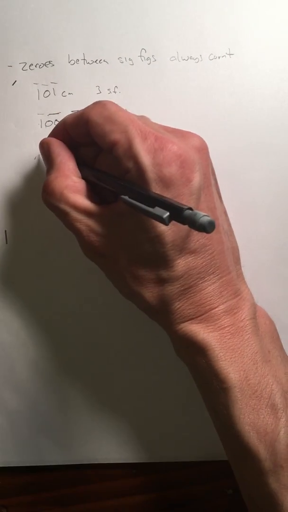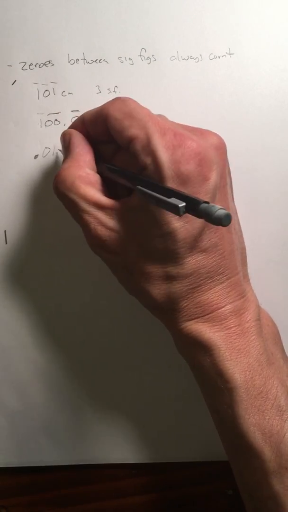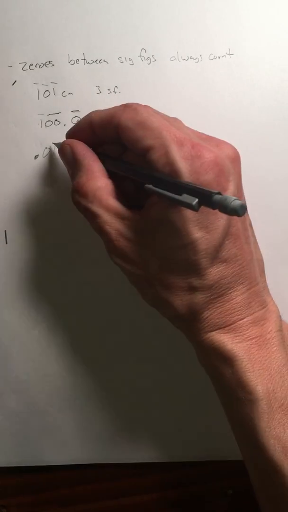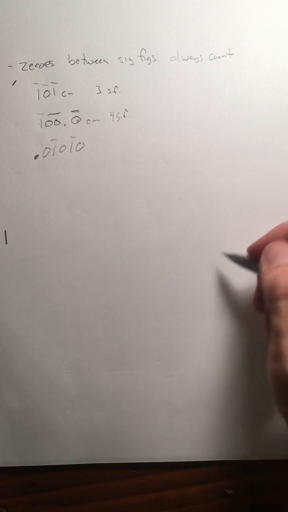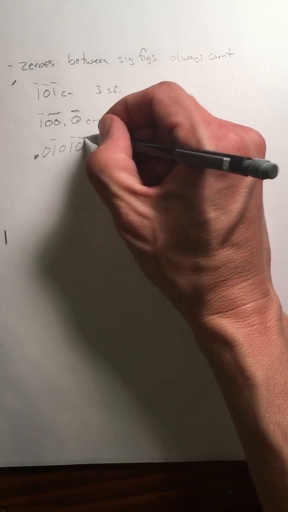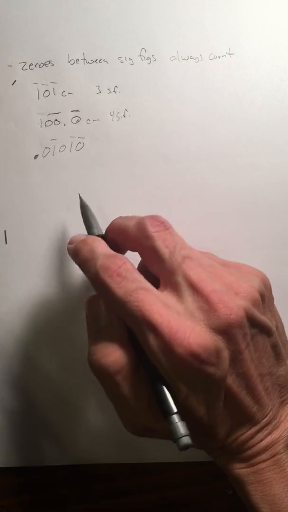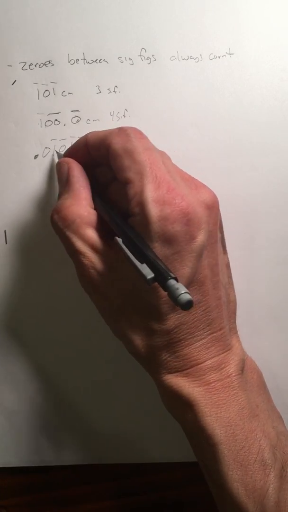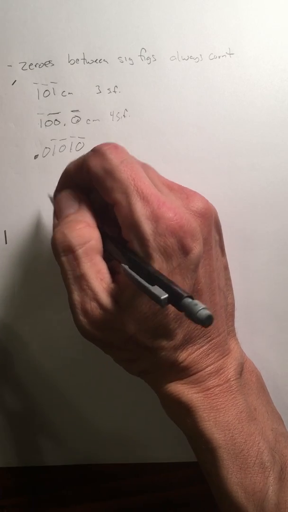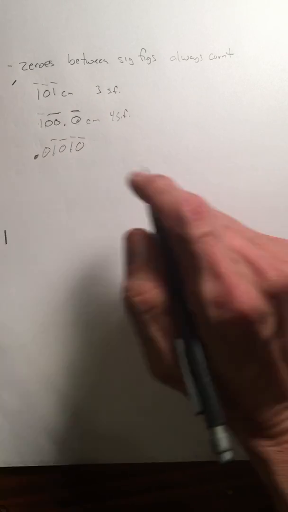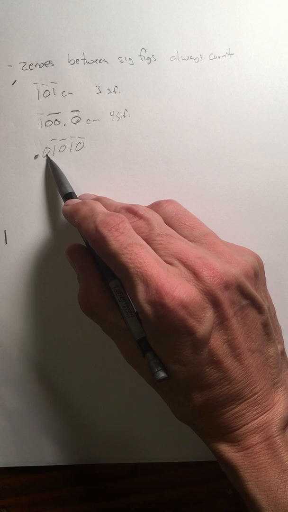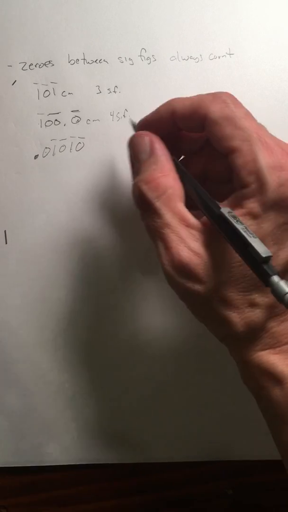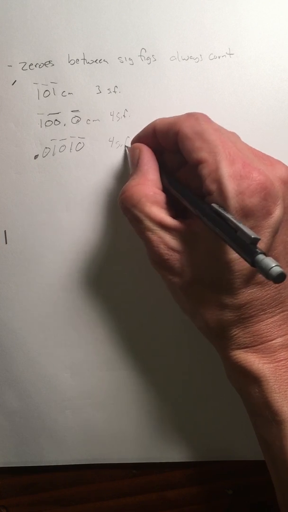Now, one more example. Let's say 0.01010. So what's significant here? Digits, always significant. The 0 all the way to the right is significant because it's also to the right of the decimal place. The only reason to write it is because I know it's a 0. This 0 is significant because it's between significant digits. This 0, not significant. This is a placeholder. I need it so that I know that this is the hundredths place and not the tenths place. Okay, so here I've again got 4 sig figs.